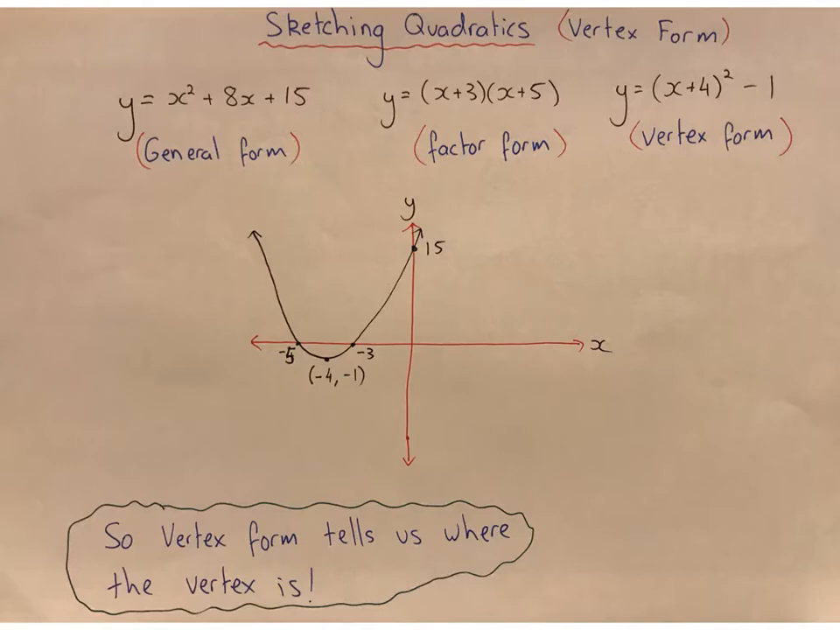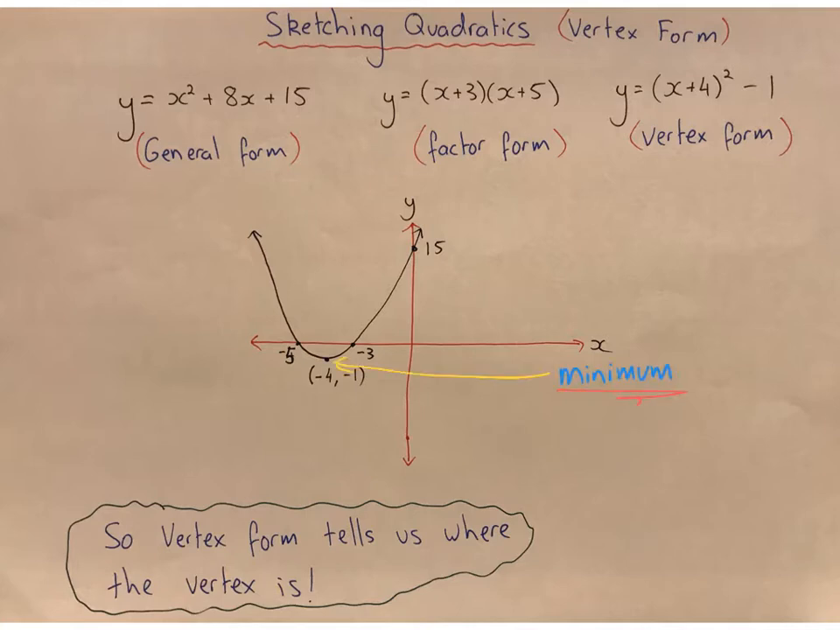So now let's have a look at how this sketch relates to my vertex form. Here I see a value of minus 1. Notice how that's the y position of my vertex. The x position of my vertex is x equals minus 4. Note how that x value makes this bracket 0. So the vertex form tells us where the vertex is.